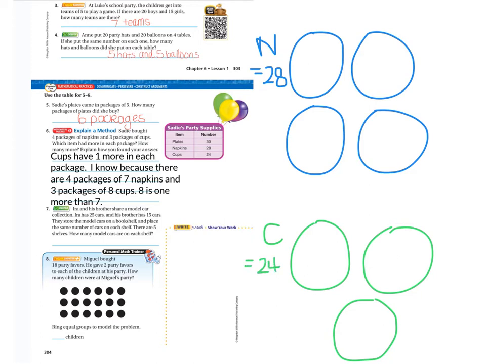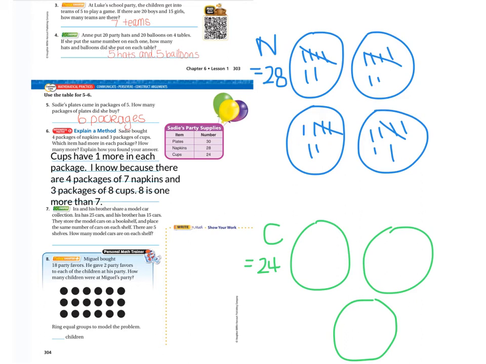I'm staying super organized. So from here, I can partition 28 into 4 groups to figure out how many napkins are in each package. When I do that, 3, 4, 5, 6, 7, 8, 9, 10, 11, 12, 13, 14, 15, 16, 17, 18, 19, 20, 21, 22, 23, 24, 25, 26, 27, 28. It looks like that. And I can see that there are 7 napkins in each package.